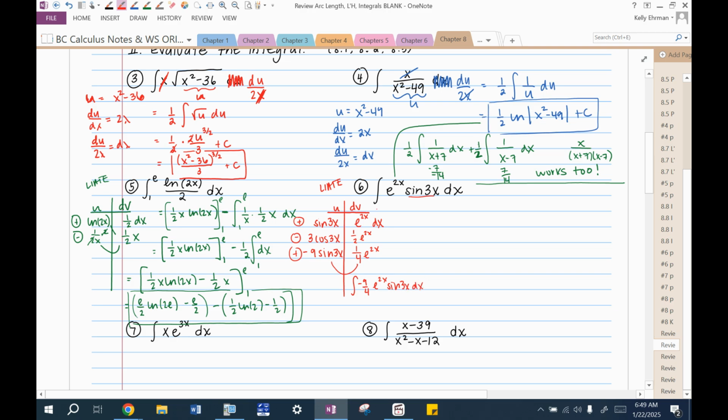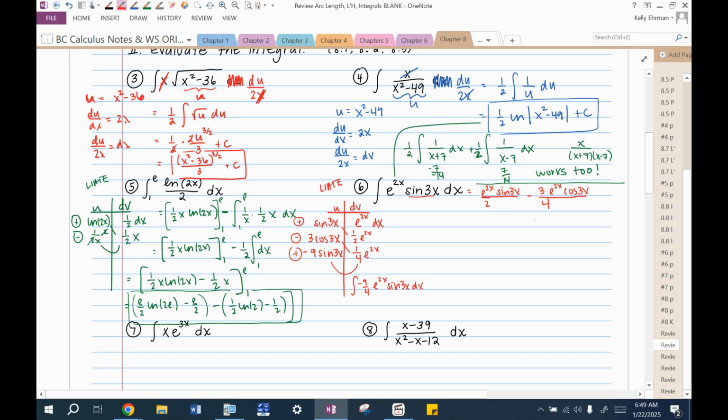Okay, so this is an indefinite integral. There's nothing to evaluate, so I'm going to try to condense this as much as I can. So e to the 2x over 2 times sine of 3x. So that's the first term. And then it's minus 3/4. There's an e to the 2x up there and a cosine of 3x up there.